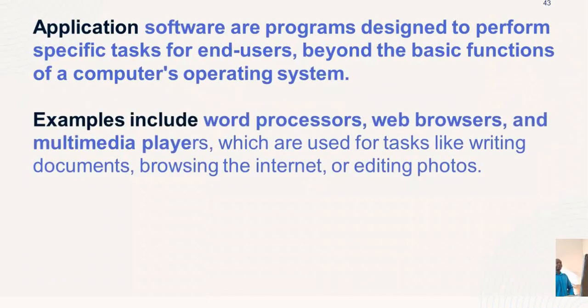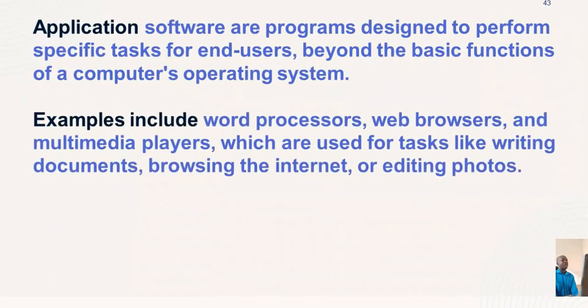Application software. Application software are programs designed to perform specific tasks for end users beyond the basic functions of a computer operating system. Examples include word processing, web browsers, and multimedia players, which are used for tasks like writing documents, browsing the internet, or editing photos.